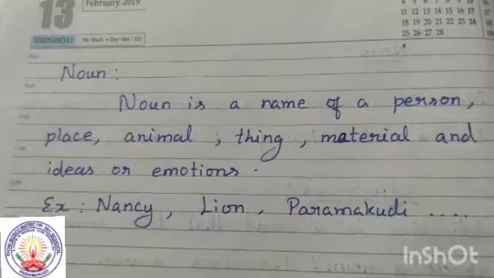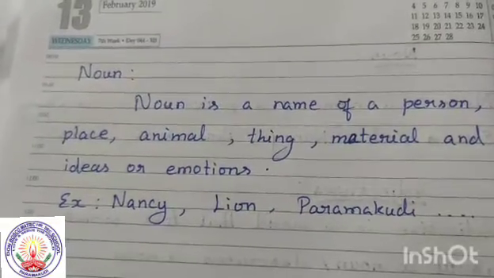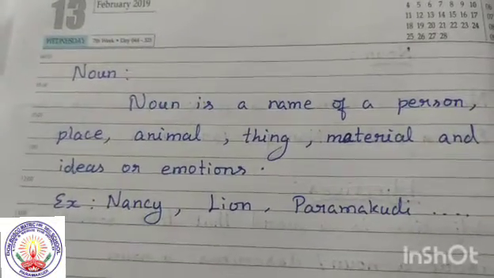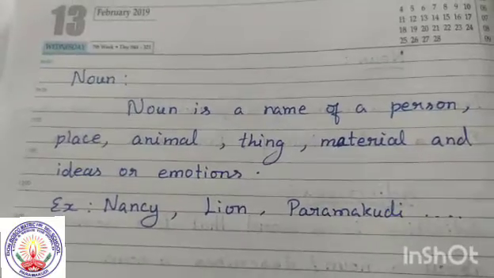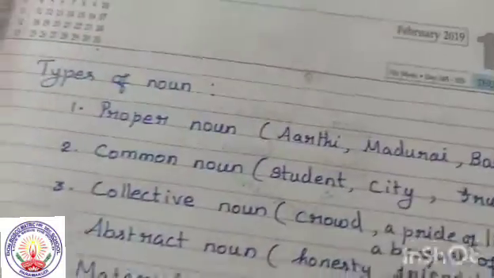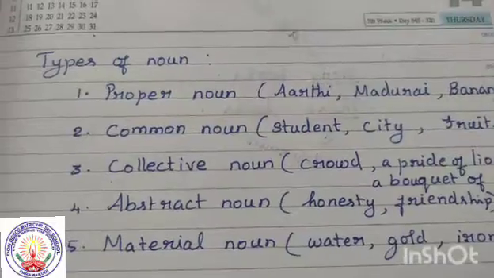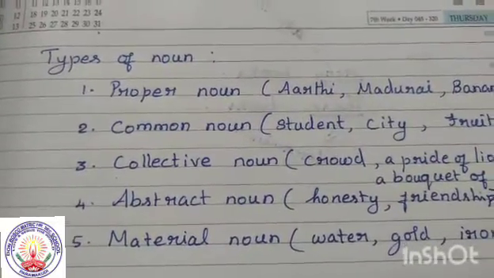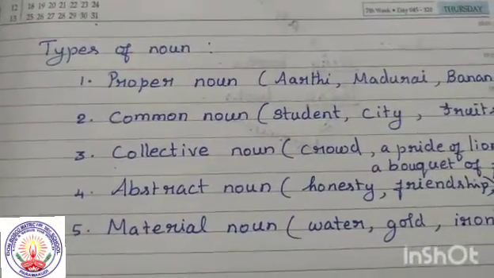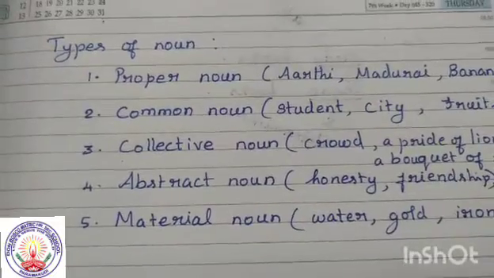Okay, and so on. Do you know the types of noun? How many types of noun? There are 5 types. What are they? Types of noun: proper noun, common noun, collective noun, abstract noun and material noun.